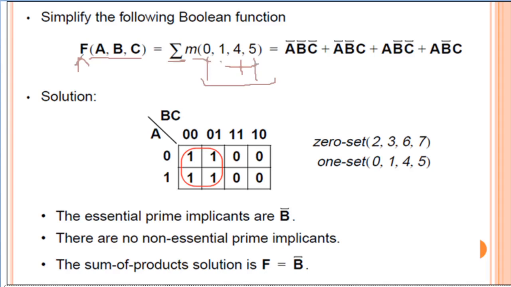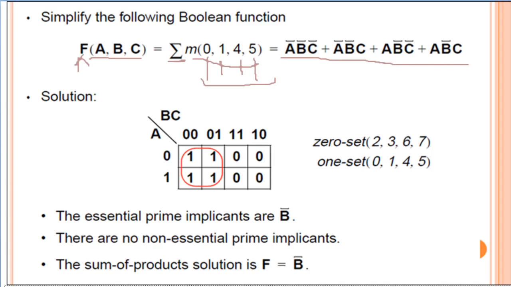Now we write these terms in variable form. This 0 can be written as a bar, b bar, c bar, that is nothing but 0 0 0. This is 0 0 1, that means a bar, b bar, c. This is 4, 1 0 0. This is 1 0 1, that means this is 5.